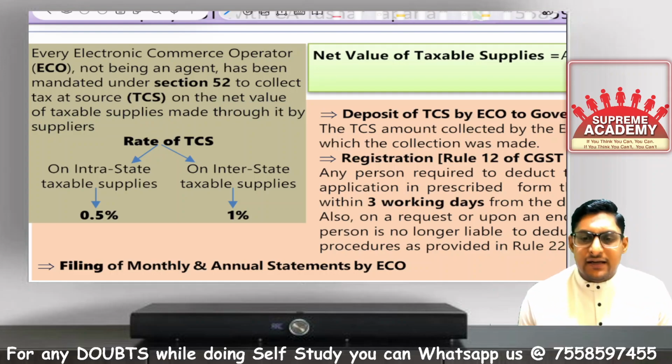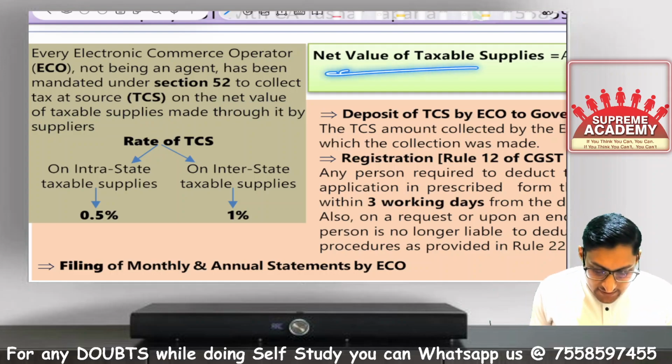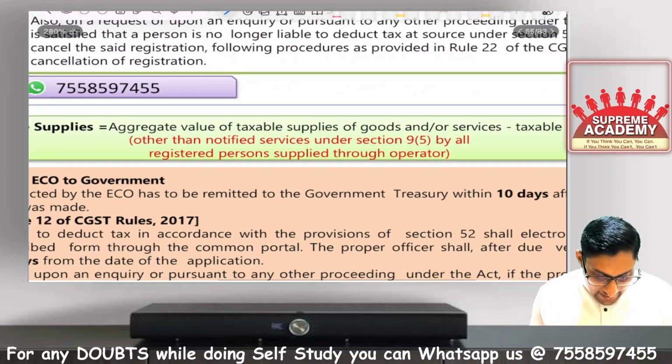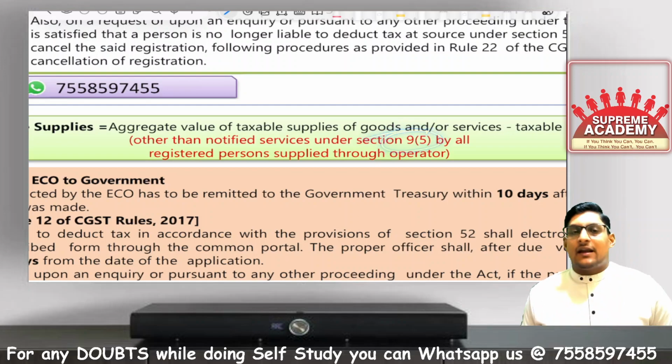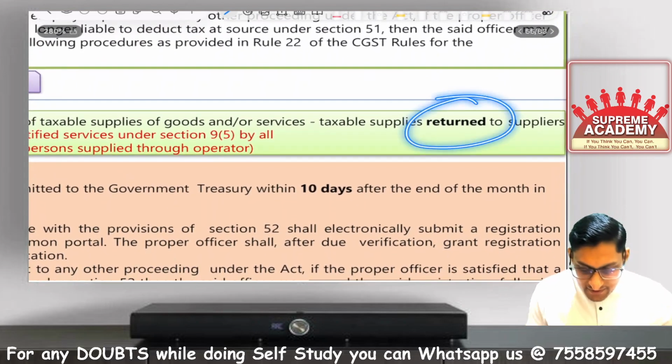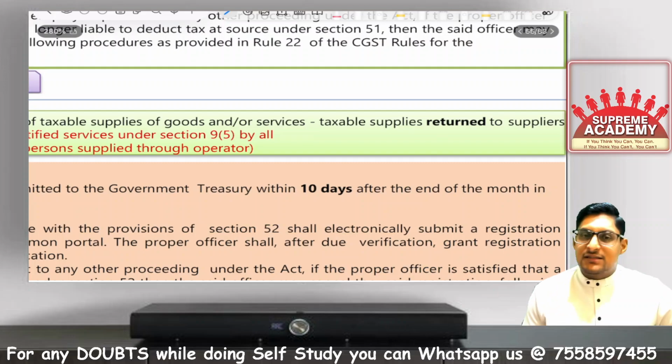Sir, what do you mean by net value of taxable supplies? See here, net value of taxable supplies means all taxable supplies except supplies made under section 95. Yes, except supplies made under section 95. All taxable supplies minus all taxable supplies returned to the supplier, minus the returned portion. It is very simple.